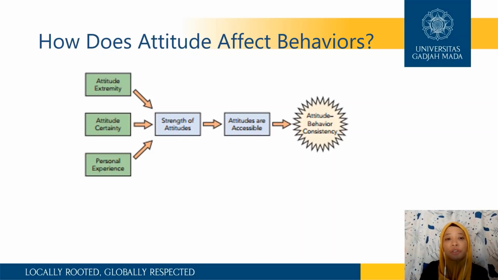So you are so sure that jogging every morning is really important for you, and you have a very strong attitude about jogging every morning, and you keep thinking about it. Every morning you put an alarm to wake up early in the morning to jog, and you keep thinking about it, so that your attitudes are accessible. Then every single morning you will do this behavior that's consistent with your attitude for jogging. So you will jog every morning. So that's how attitude affects behavior.